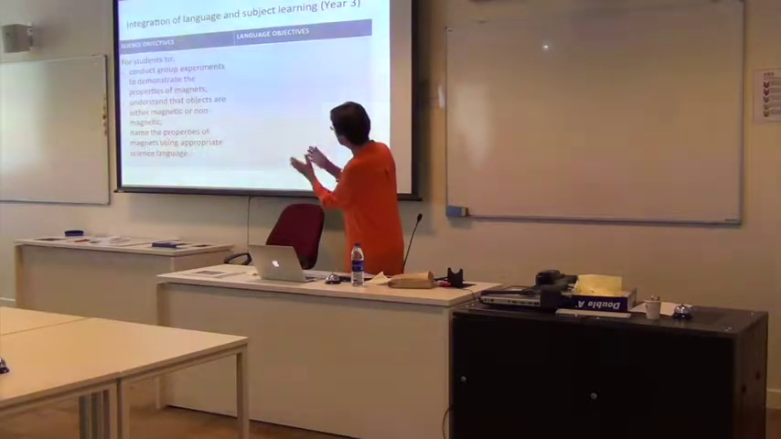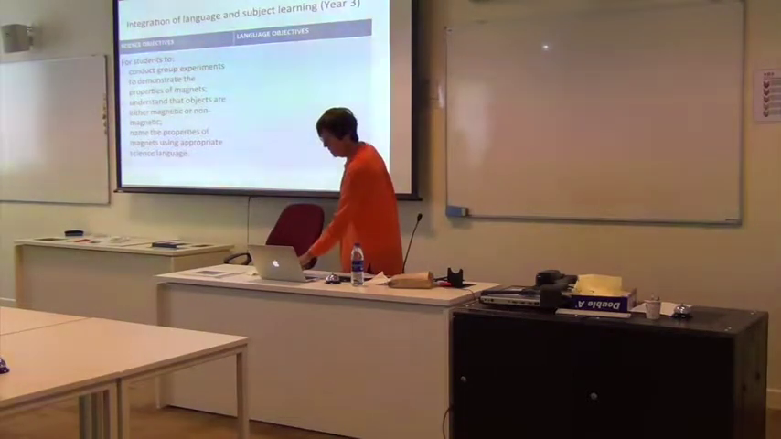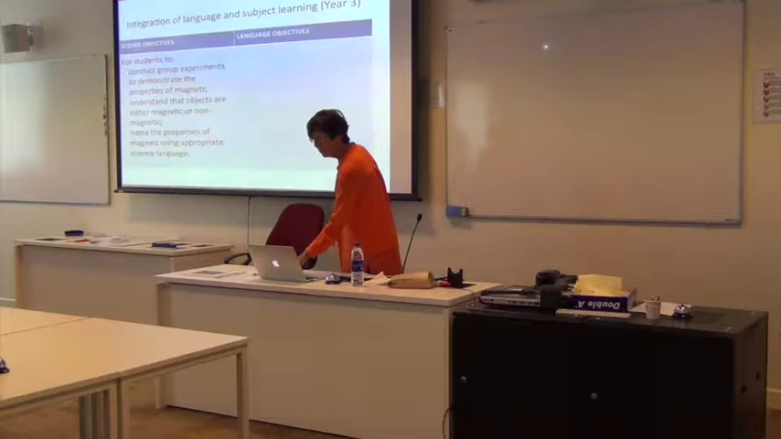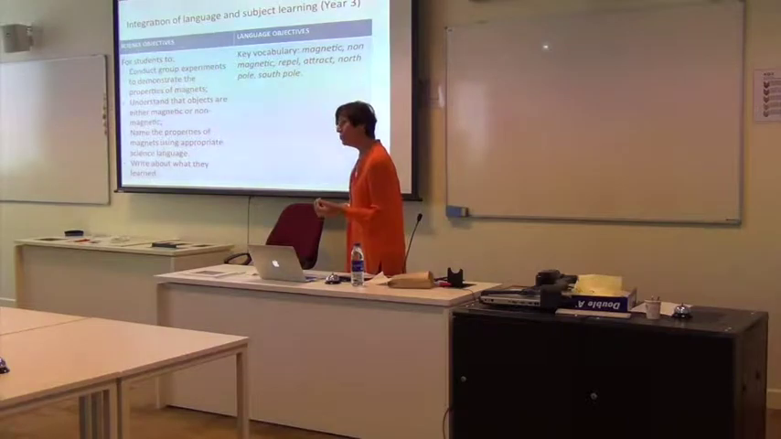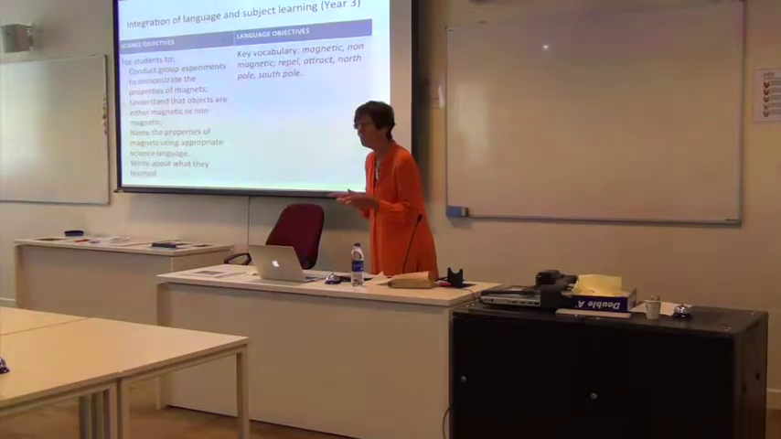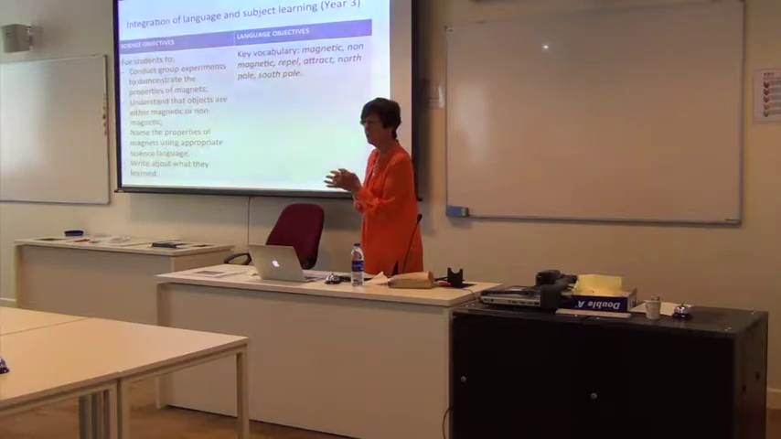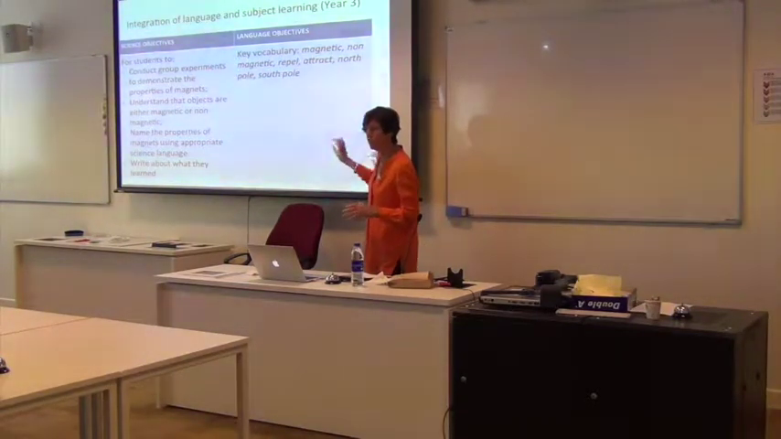Then, having decided what the science knowledge was going to be, they looked at the language. The language objectives were, first of all, of course, some of the vocabulary: magnetic, non-magnetic, repel, attract, north pole, south pole. That was the main vocabulary that they wanted students to learn. Of course, they were going to learn other things as well, but if you put too much here, you can't do it. So you've really got to select which is the most important part of the language.